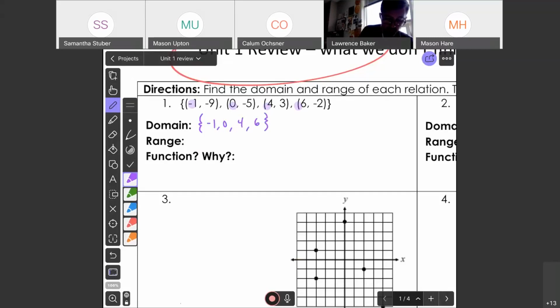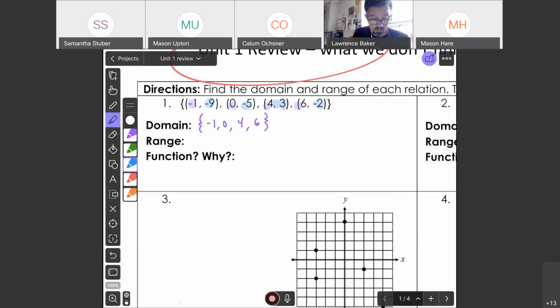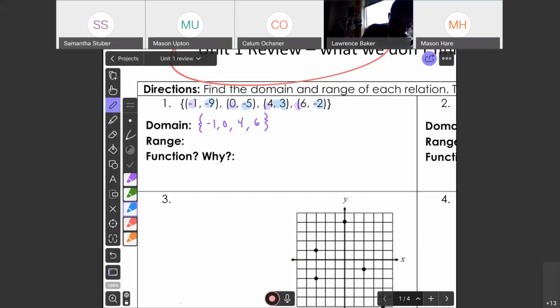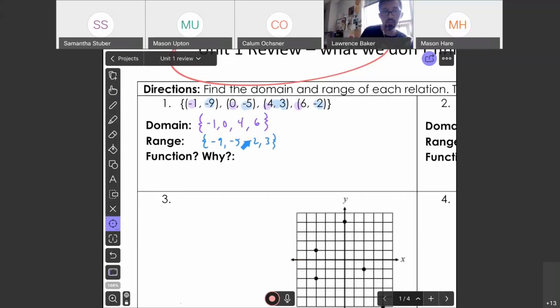Right. Range. And none of those were repeated, but they're not in order this time. -9, -5, -2, 3. So those are the x's we could plug in. These would be the y's that can come out. Right.